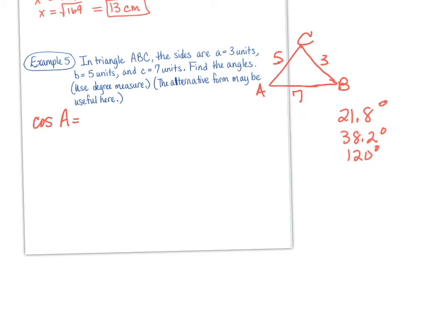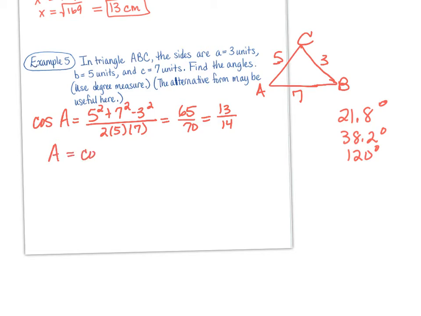So cosine of A is equal to 5 squared plus 7 squared minus 3 squared over 2 times 5 times 7. That's equal to 65 over 70, or 13 over 14, which means A is equal to cosine inverse of 13 over 14. And that's approximately 21.8 degrees. All right, so you get 21.8 degrees here.